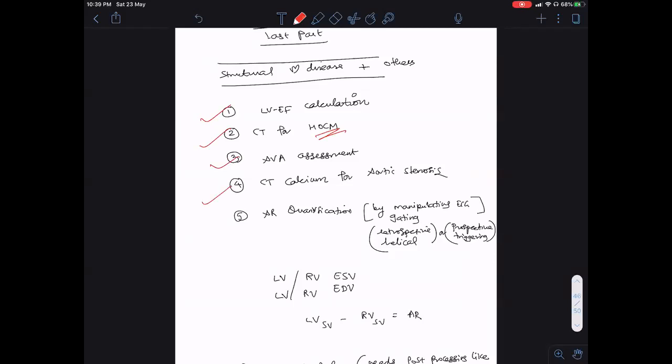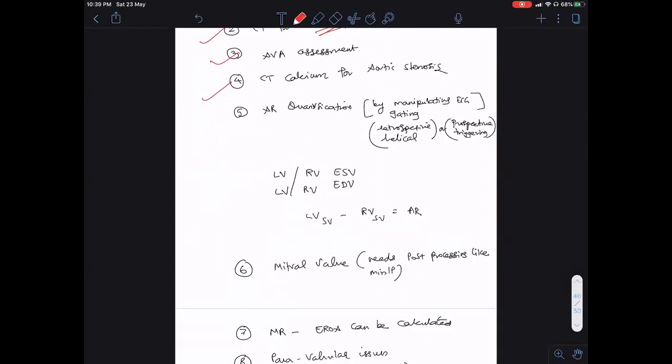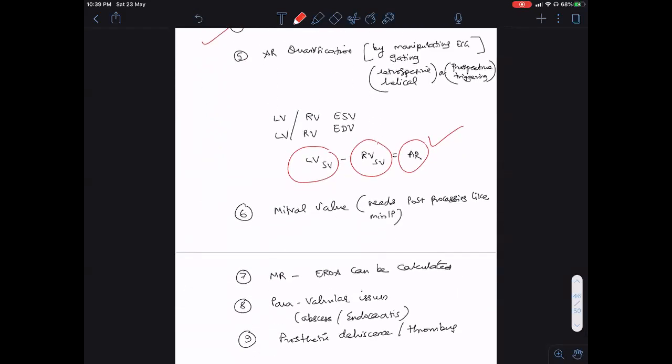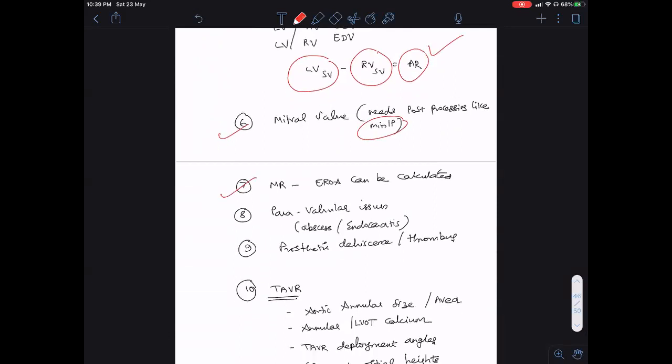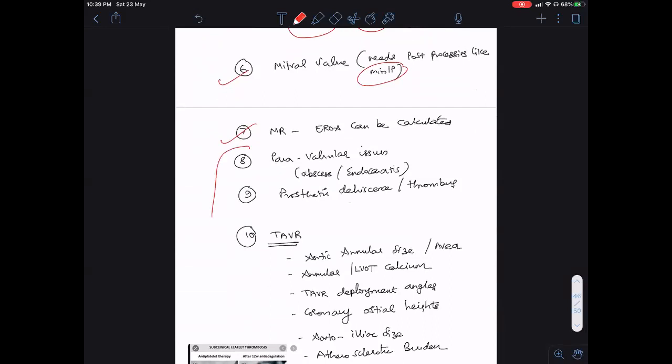CT calcium can be used for aortic stenosis, the low risk variants. AR can be quantified. We all know that we can calculate LV stroke volume and RV stroke volume. The difference will give the AR volume. Mitral valve assessment using newer post-processing methods can actually be done. EROA can be calculated. This we know: paravalvular leak, prosthetic dehiscence, thrombus.